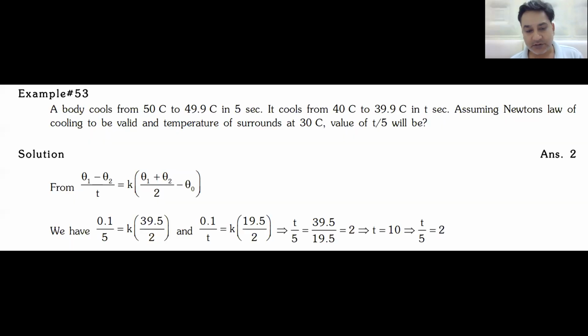So well done. You just have to apply Newton's law of cooling, and I hope you know this average formula for Newton's law of cooling. Yes or no? Yes, sir. Theta 1 plus theta 2 by 2. So you have got equation number 1. From equation number 1, you get the value of k, or you can write equation number 1 and equation number 2. Then divide both the equations. The k will get cancelled and you will get your answer straight away. Yes or no? Yes, sir.